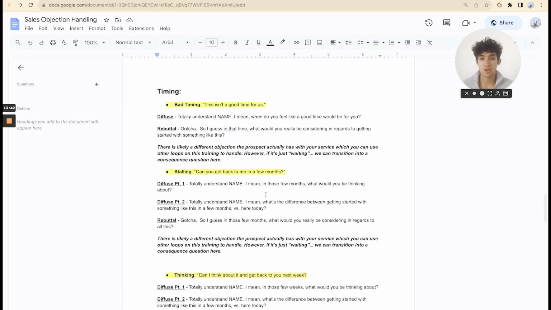Now the next one, stalling, right? Let's say a prospect says, can you get back to me in a few months? Totally understand, John. I mean, in those few months, what would you really be thinking about? Totally understand, John. I mean, what's the difference between getting started with something like this in a few months versus here today? Gotcha, John. So I guess in those few months, what would you really be considering in regards to all this, right? So right here, we're asking, hey, what would you be thinking about? The prospect's then going to give us their real objection.